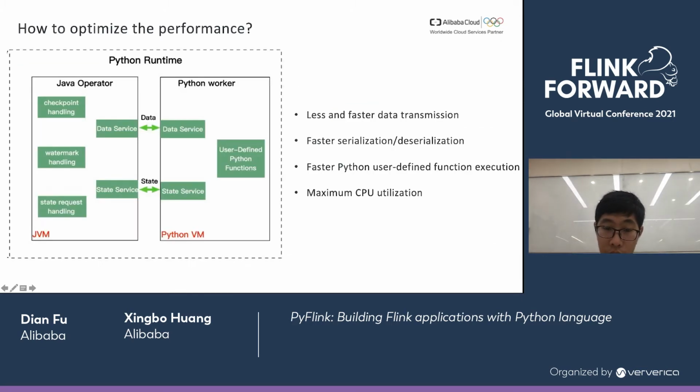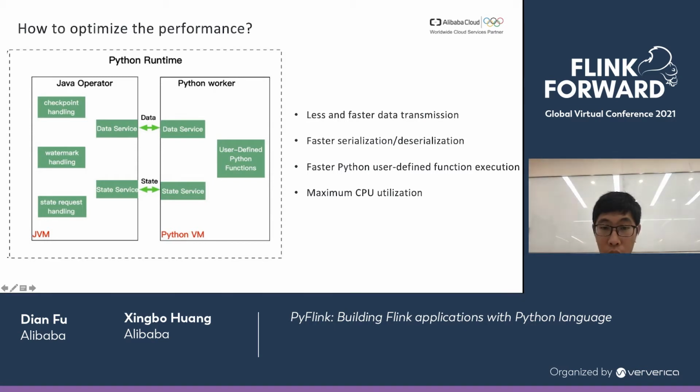Okay, next let's think about how to optimize the performance of the Python runtime. First of all, we definitely want less and faster data transmission. Secondly, the data transmission here is cross-process, so we need a process of serialization and deserialization before data transmission. So we hope for faster serialization and deserialization. Thirdly, we hope to have a faster Python user-defined function execution.